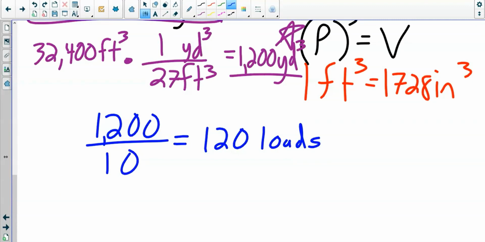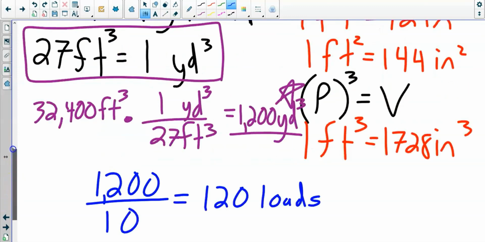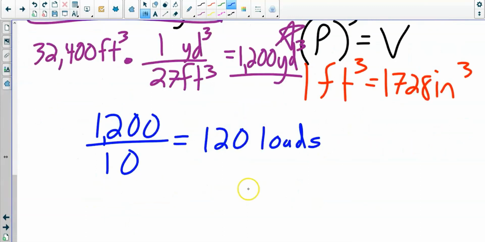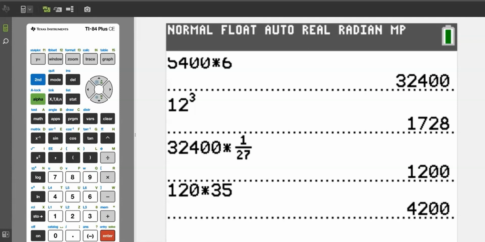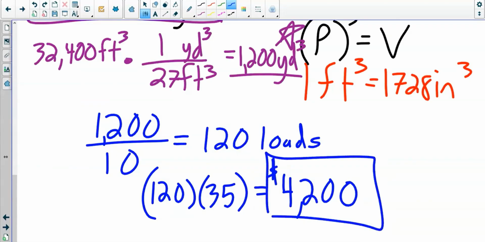So how much is this going to cost us? This is where we now do the multiplying of how much it was per load. And it was $35 per load. So we'll take 120 times the 35, and that will be our answer. That's how much it's going to cost us to get rid of all the dirt for our swimming pool. 120 times 35. And so the grand total is $4,200. That's how much it's going to cost us to empty out the pool.